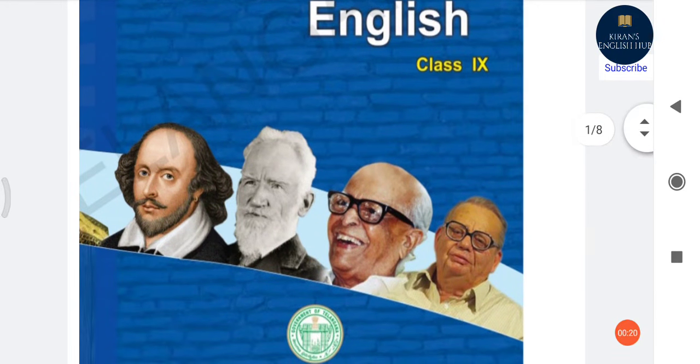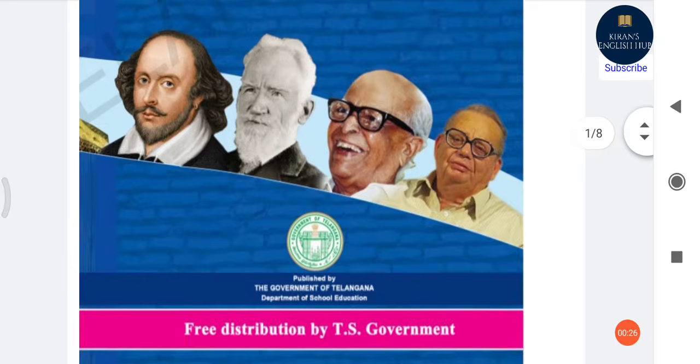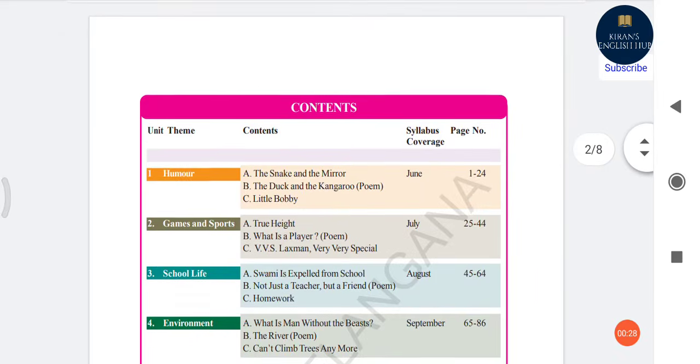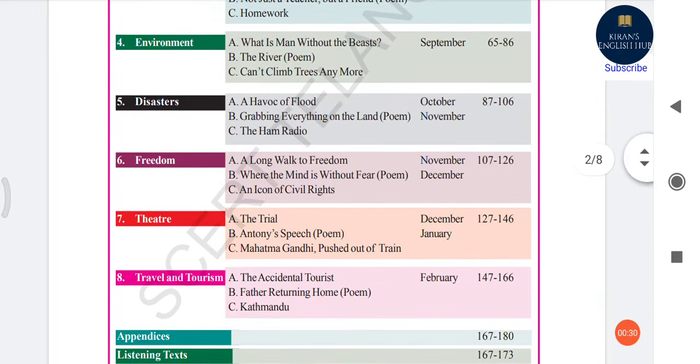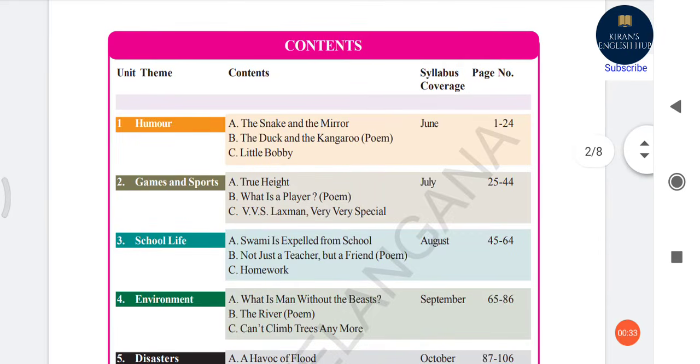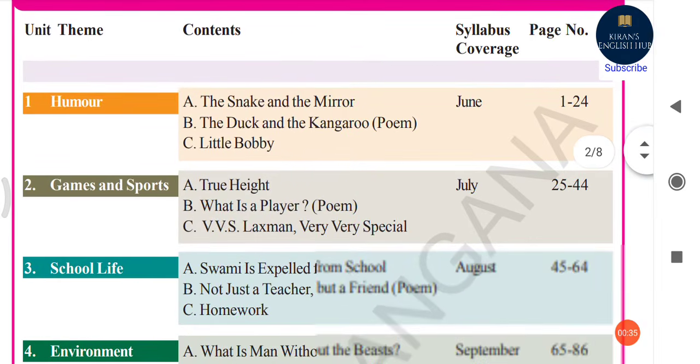So we see Shakespeare, different poets, different famous personalities in the world. Yeah, we see the contents of the units, which includes 8 units here, each consisting of 3 readings. So in unit 1 we have 3 readings. Reading A is The Snake and the Mirror, reading B The Duck and the Kangaroo, reading C Little Bobby.